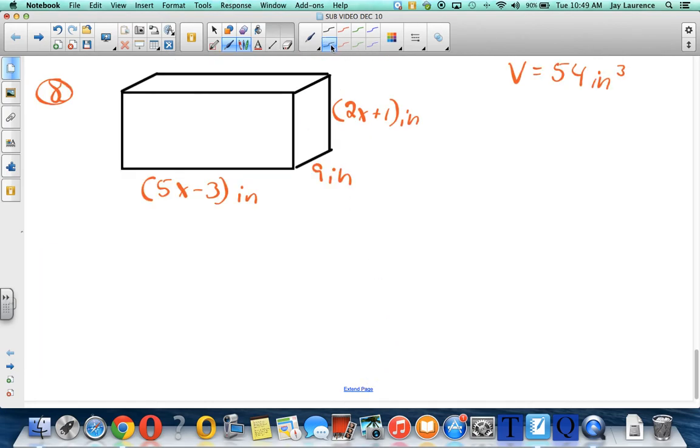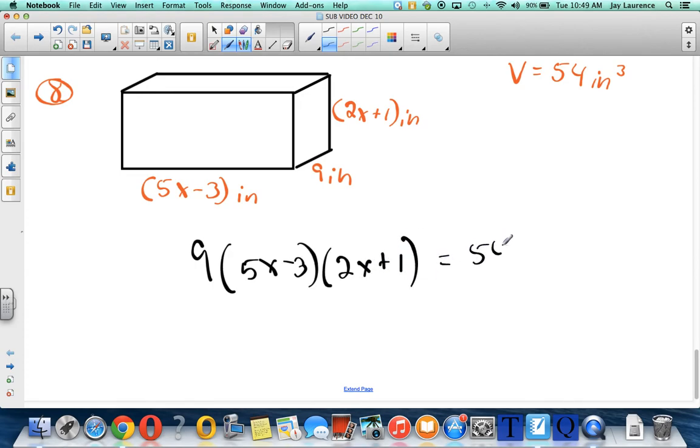Okay, the first thing I do is I set up length times width times height is volume. So I'm going to do 9 times 5x minus 3 times 2x plus 1. And that's going to equal 54.